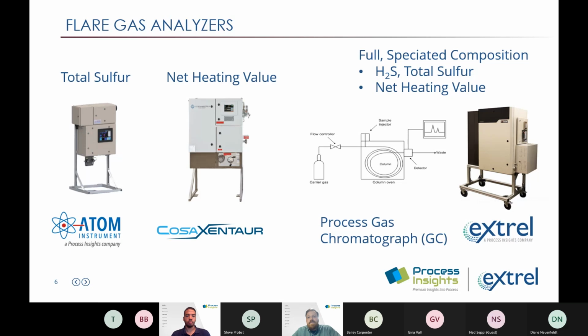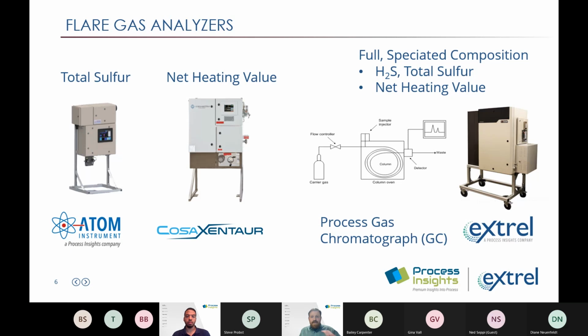Now, a lot of sites have taken another approach. They will measure the complete composition of the vent gas, and then they'll calculate parameters from the speciated, the complete individual composition of that vent gas sample. They can calculate parameters like total sulfur and net heating value, in addition to having the actual speciated composition. And there are two technologies that get applied predominantly in flare gas for that.